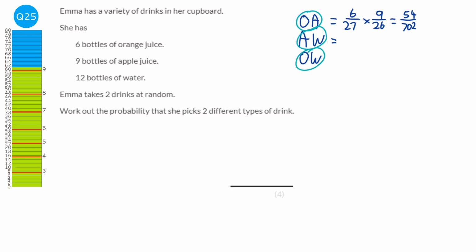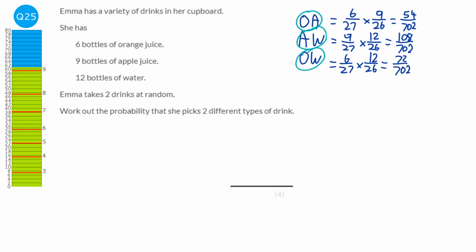Apple juice then water would be 9 over 27 and then 12 over 26, and so that would be 108 over 702. And then orange juice then water will be 6 over 27 and 12 over 26, and that would be 72 over 702.